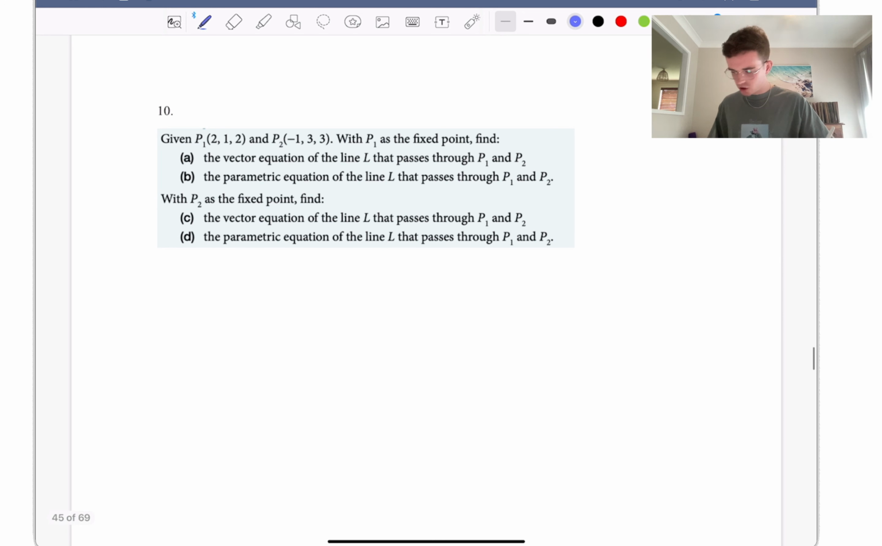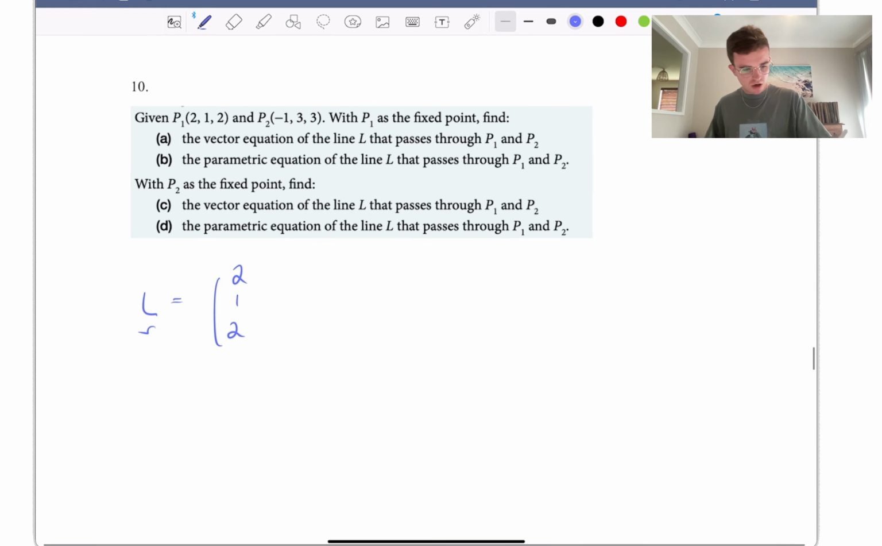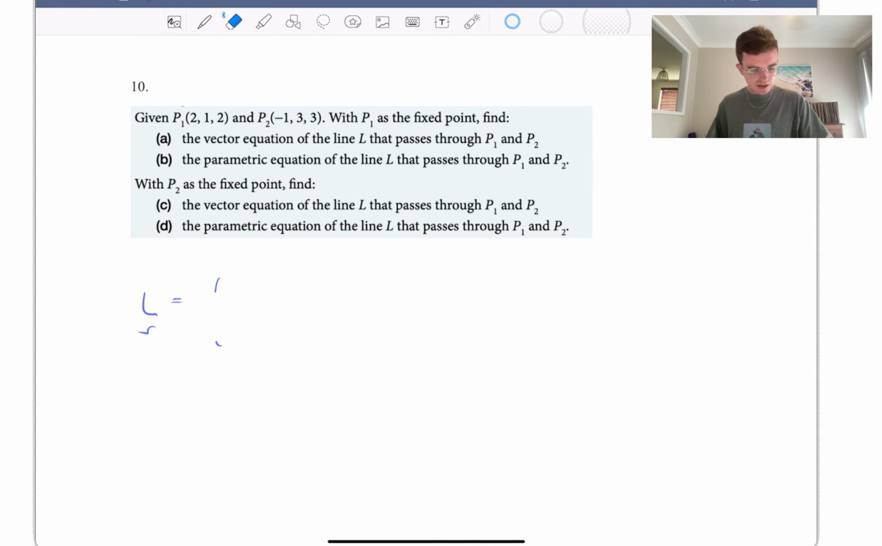So what we might do is, we'll call it line L. The vector line L is going to go through two points, and P1 is a fixed point. So let's start here with 2, 1, 2, and we want a line that goes through those. So P1 is 2, 1, 2, and P2 is minus 1, 3, 3.